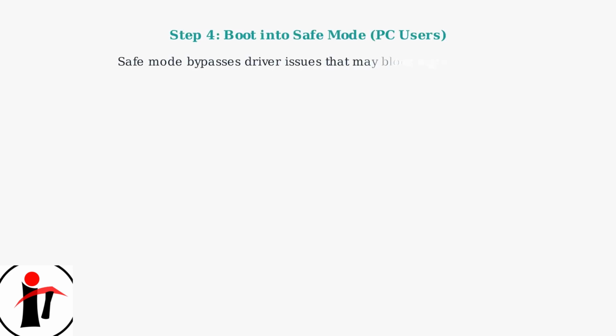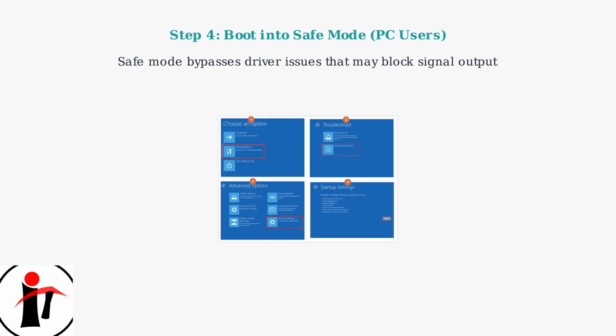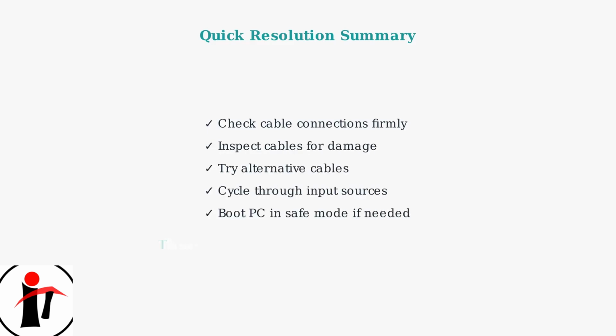Final step: if you're using a PC and still having issues, try booting into safe mode. This bypasses potential driver conflicts that might be preventing proper signal output. These initial troubleshooting steps resolve the majority of no-signal problems with Sceptre monitors. Most issues stem from simple connection problems rather than complex hardware failures.